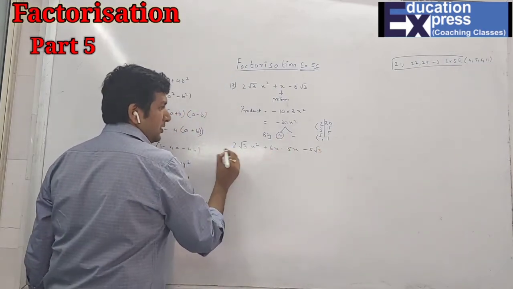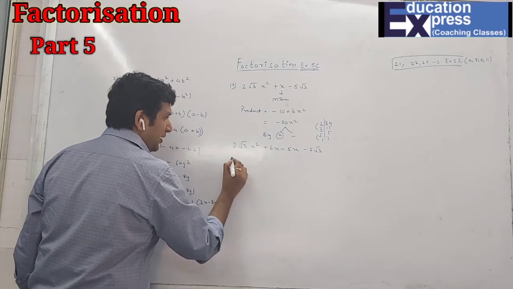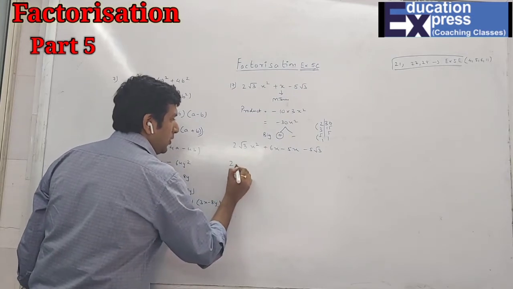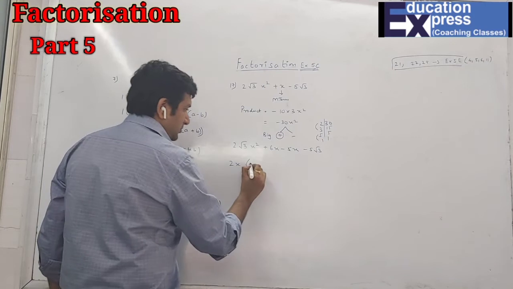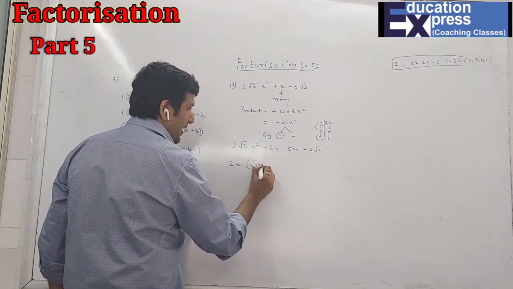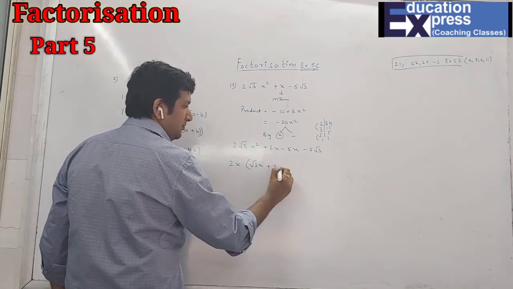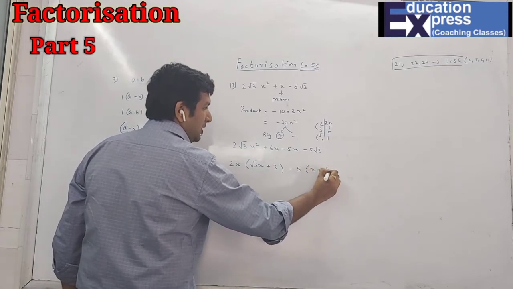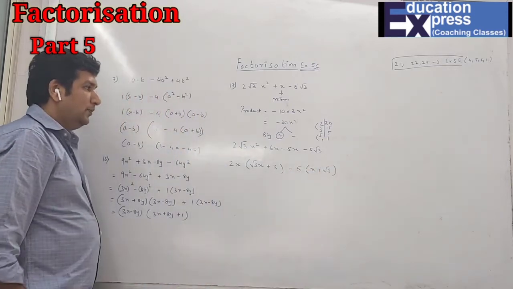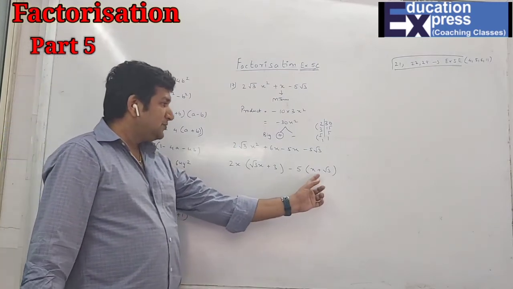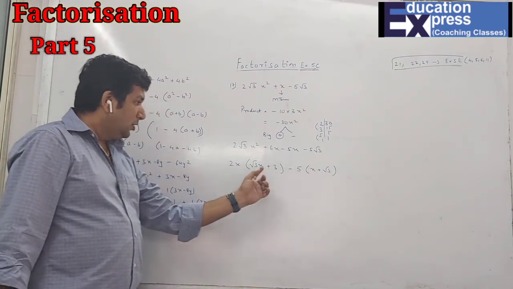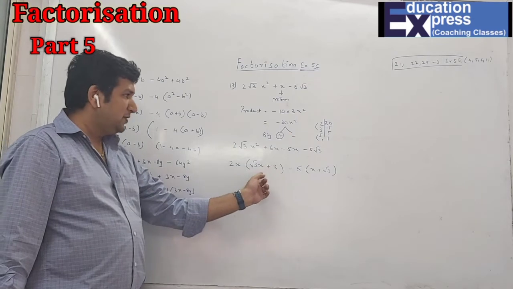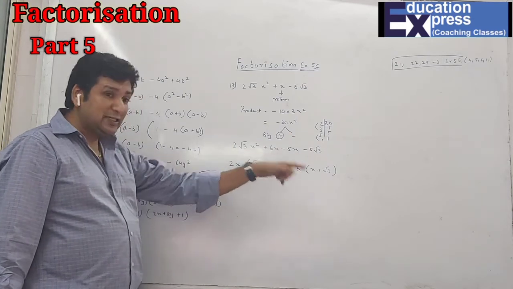So now students over here, please pay attention everyone. What is common? 2 and x. What is left? Root 3 x plus 3, minus 5 common, x plus root 3. Now there's a little problem that here I have x plus root 3, but here I have root 3 x plus 3. That means the brackets are not the same. These brackets have to be the same.